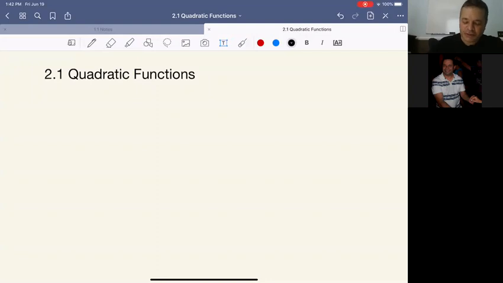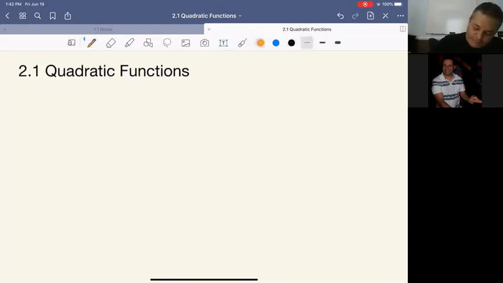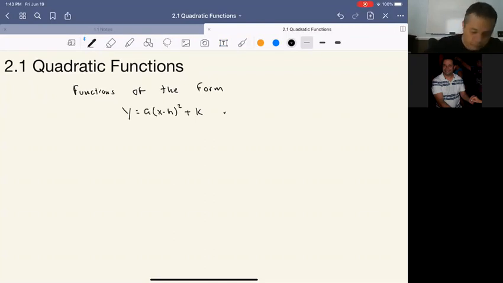Quadratic functions are any functions of the form y equals a times x minus h squared plus k. This is what we call the standard form, as opposed to the general form, y equals ax squared plus bx plus c.